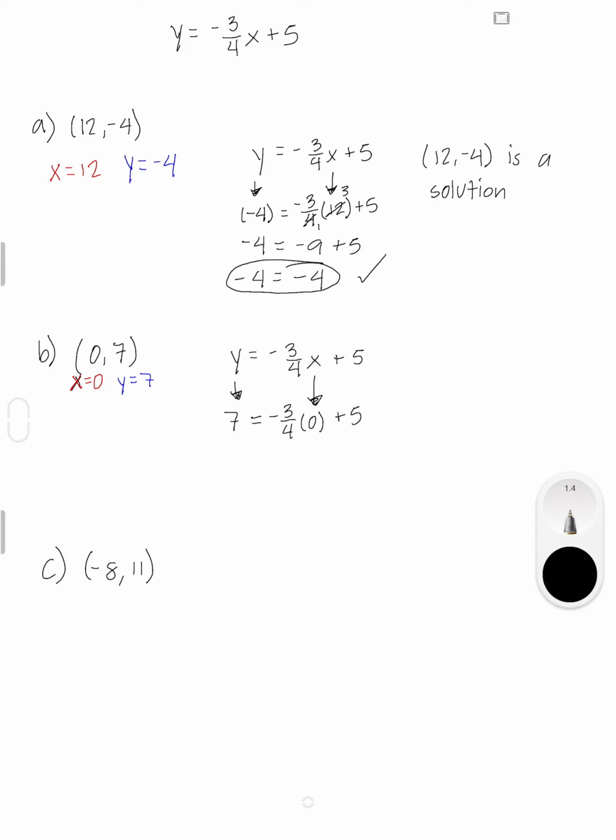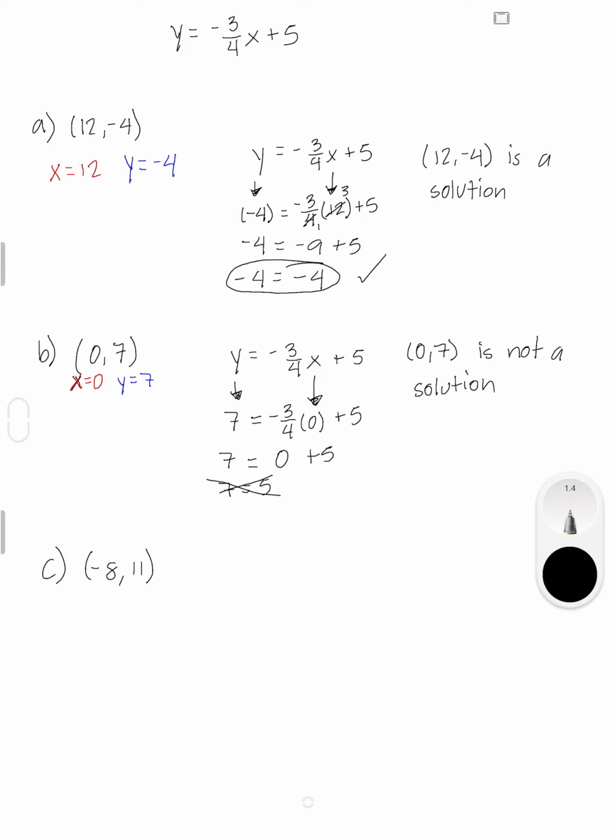So the left side is going to stay the same, 7, and then here we have -3/4 times 0. Now we know that every time we multiply by the number 0, our answer is going to be 0, and then plus 5, right? So here we have 7 equals 5. Now 7 is not equal to 5, right? So this is a false statement. 7 will never be 5 because those are two completely different numbers. So then we can say 0, 7 is not a solution.